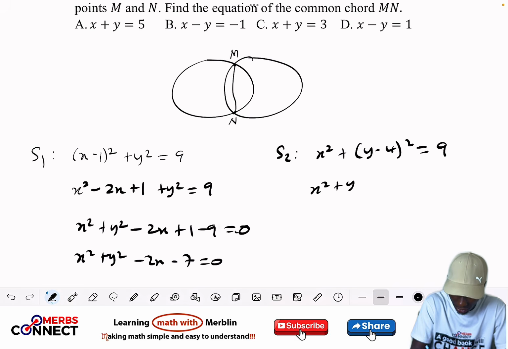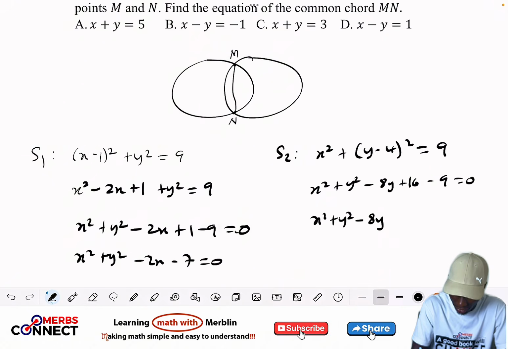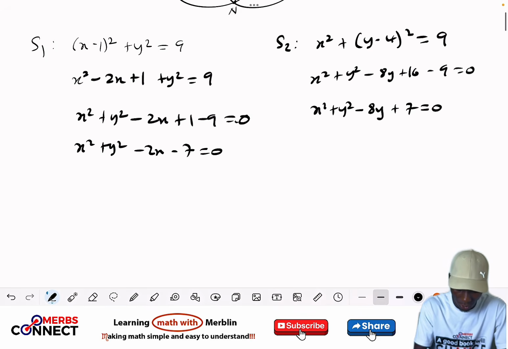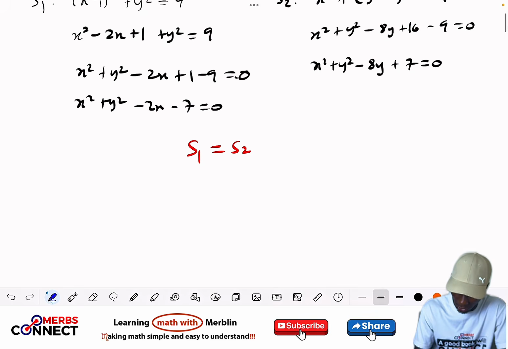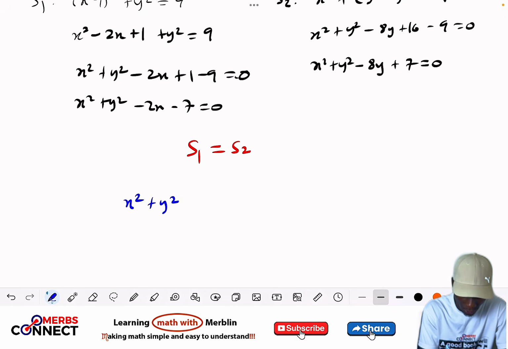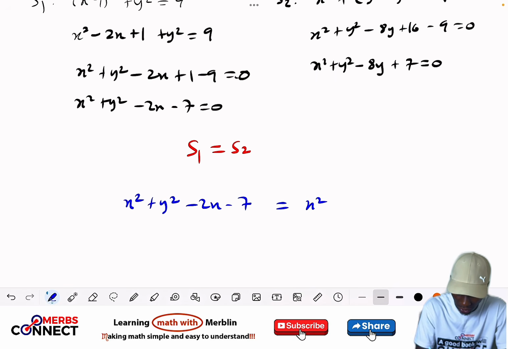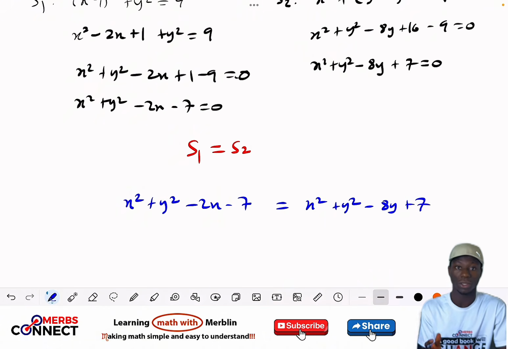So let's continue. Here is y squared minus 8y plus 16 minus 9 is equal to 0. So x squared plus y squared minus 8y plus, this is supposed to be 7, is equal to 0. So this is what you are going to get. Now we are going to set s1 equal to s2, right? So x squared plus y squared minus 2x minus 7 is equal to x squared plus y squared minus 8y plus 7.